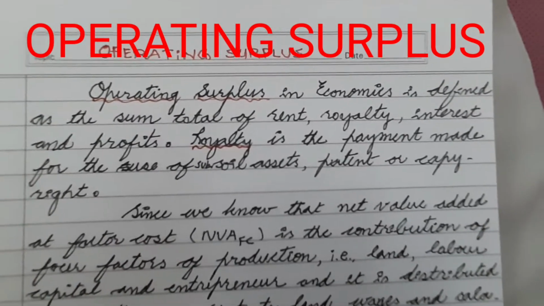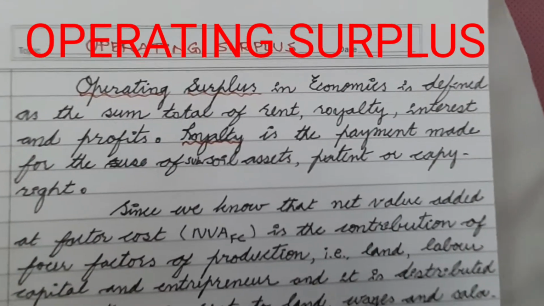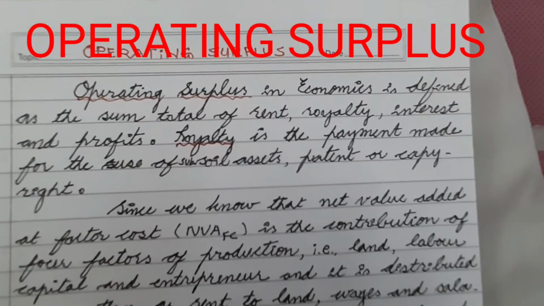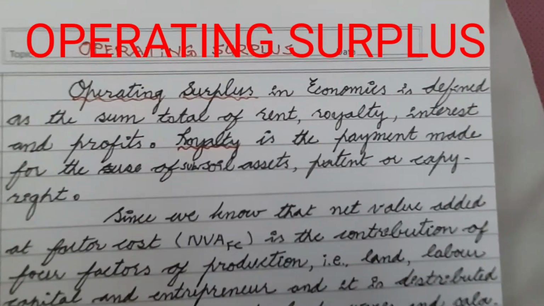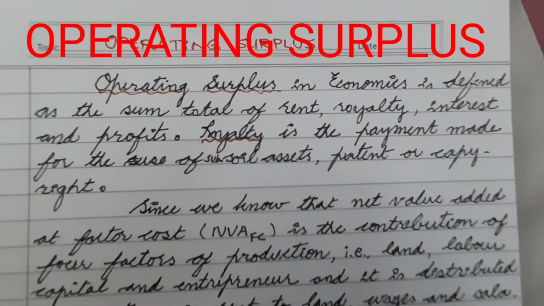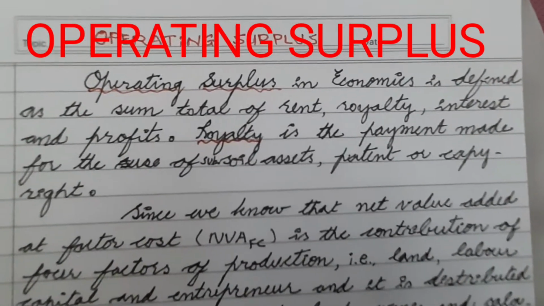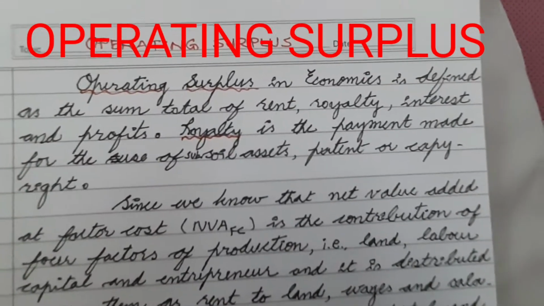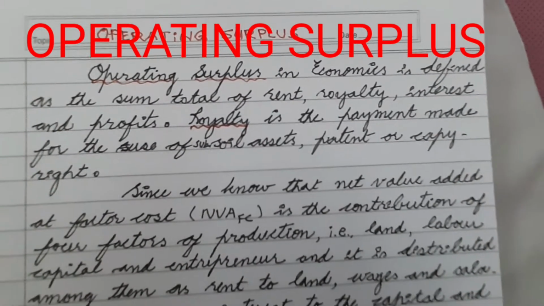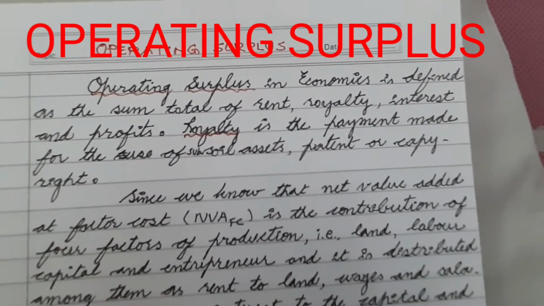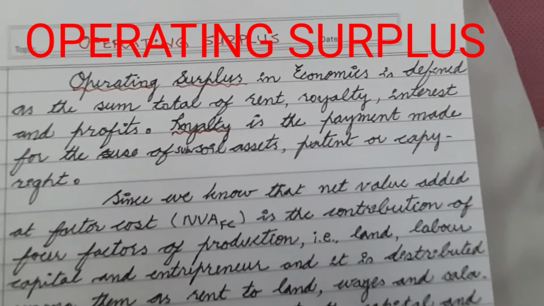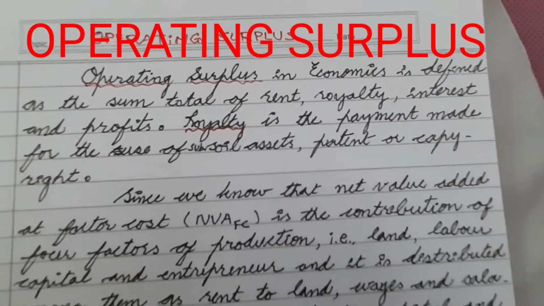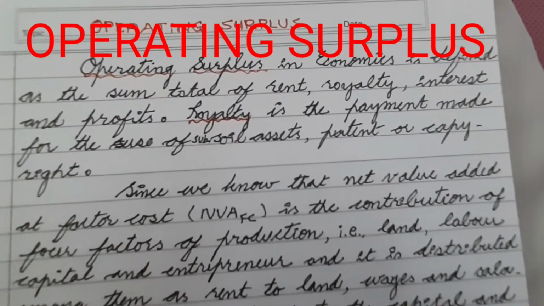It's not something new. We already know the four factors of production, that is land, labor, capital, and entrepreneurship. We also know that we pay rent to land, wages and salaries to labor, interest to the capital, and profits to the entrepreneur. So then what exactly is operating surplus? Operating surplus, we can define it as the sum total of rent, royalty, interest, and profits.